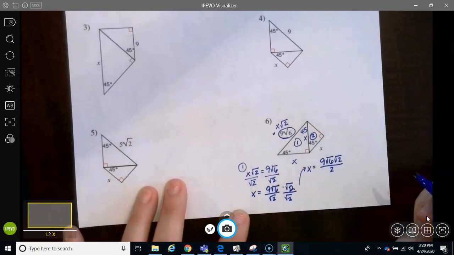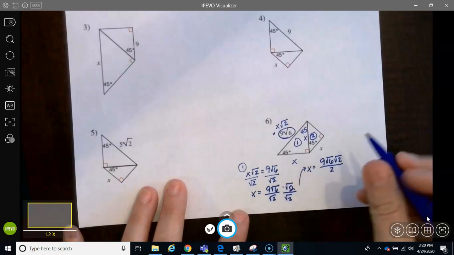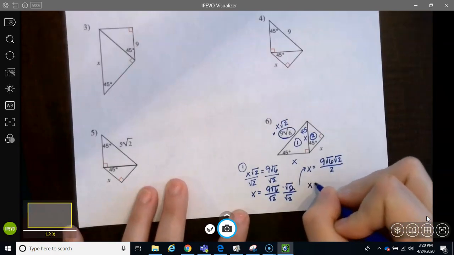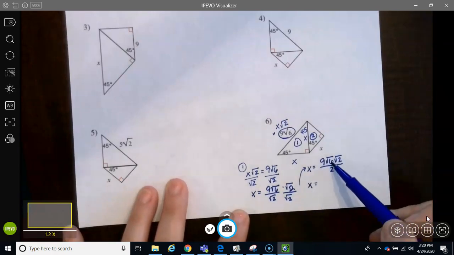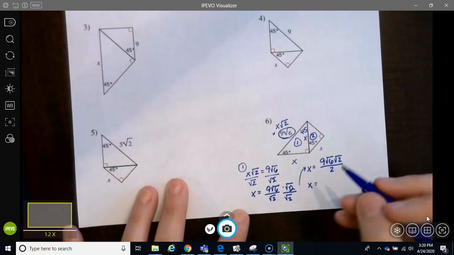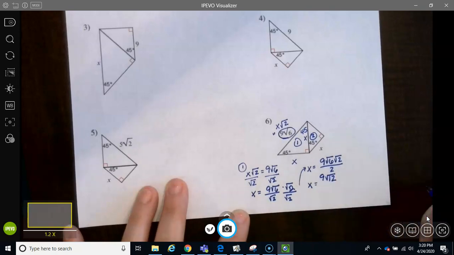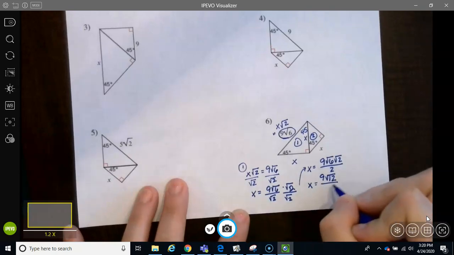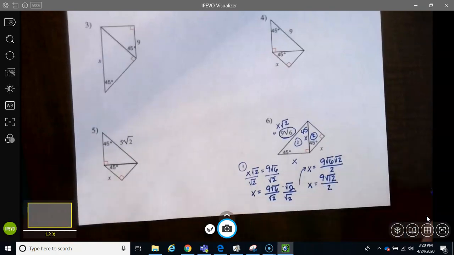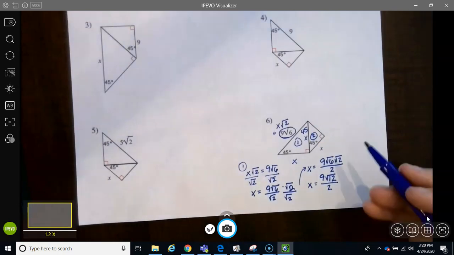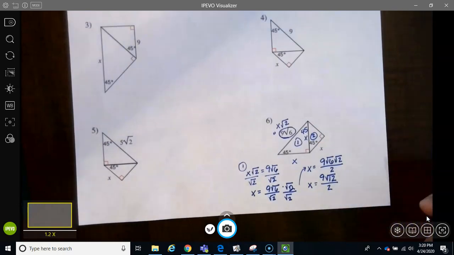Now, we need to simplify that. You can't have two square roots next to each other like that. So what you're doing is you're multiplying, just like multiplying the two numbers that are underneath. So we've got 9 square root of 12 all over 2. And we didn't really talk about how to reduce that fraction, or to simplify that square root. I kind of wish I would have, but oh well.